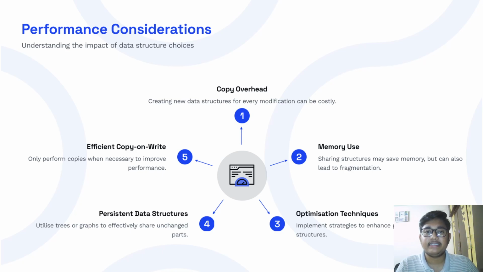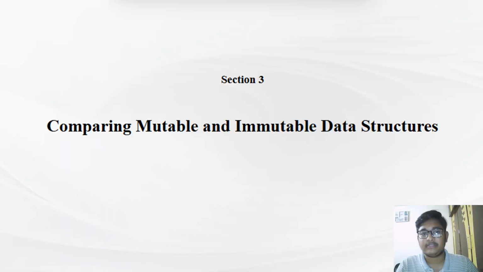Persistent data structures: utilize trees or graphs to effectively share unchanged parts of the map. Efficient copy on write: only perform copies when necessary to improve performance. Operations are only performed on the copies of the maps.